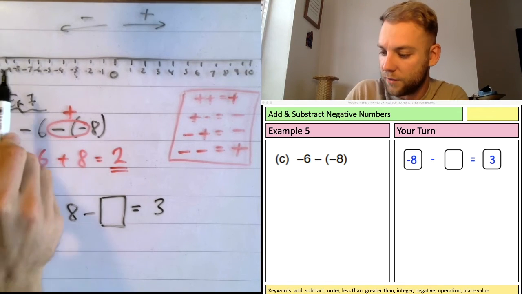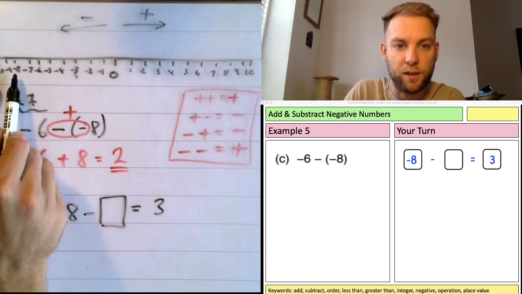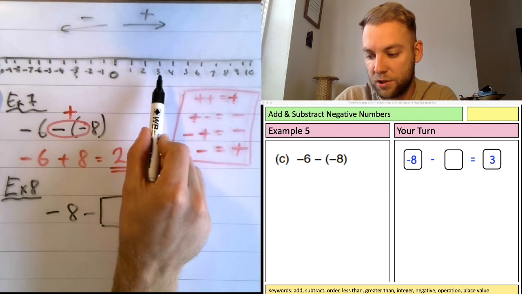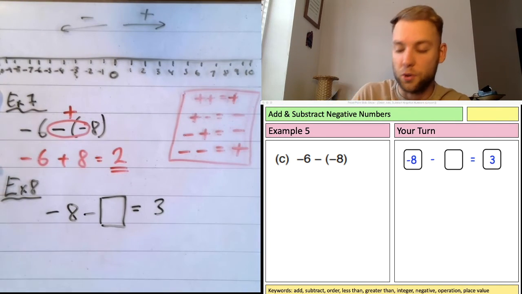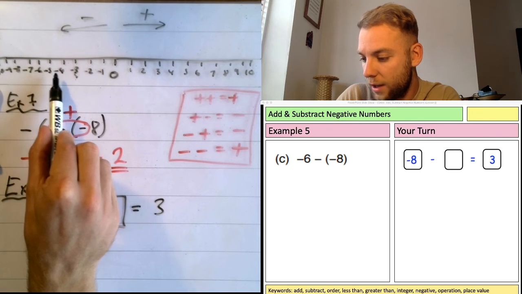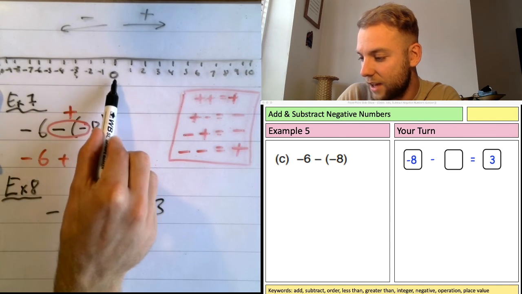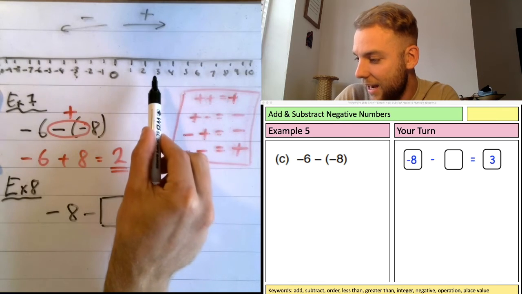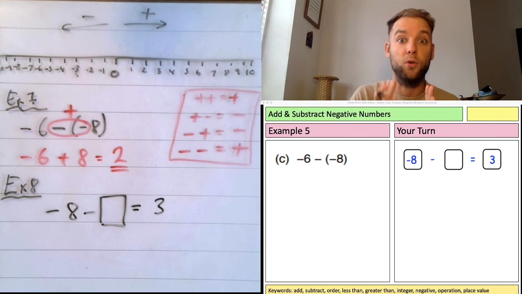But what I've got to do is I've got to try and get from negative 8, which is over here, over to 3, which is over here. So first of all, let's see how many jumps it is. So it's going to be negative 8, 1, 2, 3, 4, 5, 6, 7, 8, 9, 10, 11. So it's going to be plus 11.